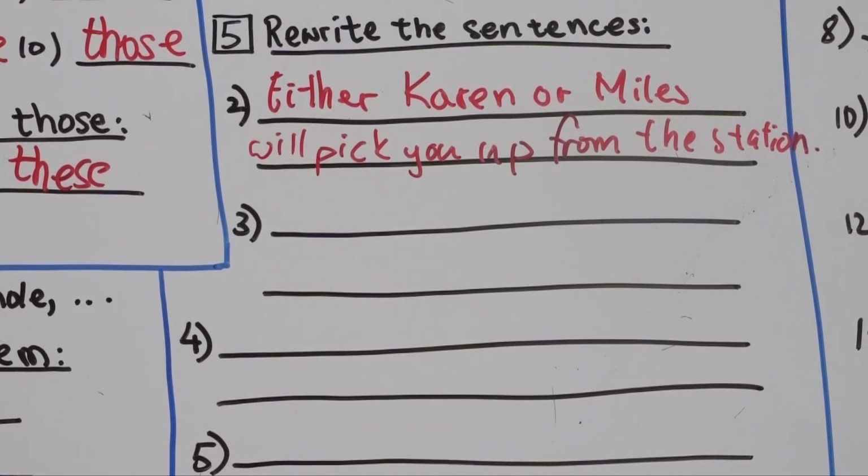So if Miles can't do it, then Karen will. If Karen can't do it, then Miles will. So either of them, right? Either Karen or Miles. So either or. All right, let's go to part 3.